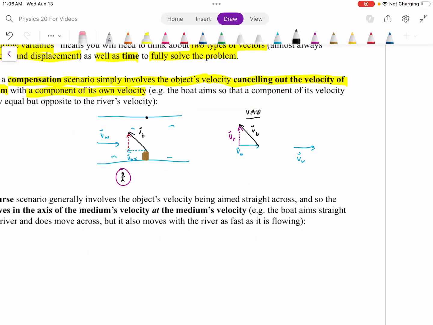For contrast, if the boat had tried to just aim straight across, right, well, look what its resultant velocity would be. Because that water's velocity still gets added in there, right, well, now our boat actually moves off at some velocity at an angle because it's being carried by the water in the x-axis. So that's what we're going to see down here when we look at off-course problems.